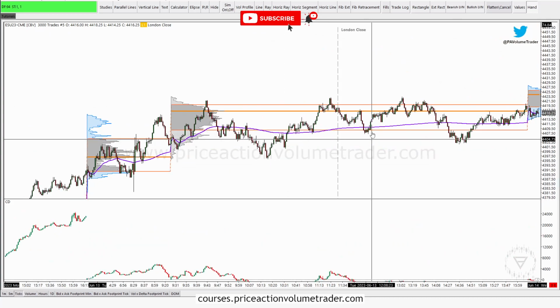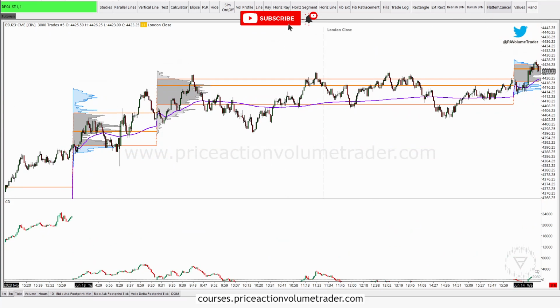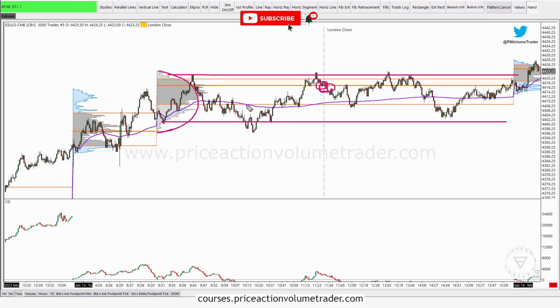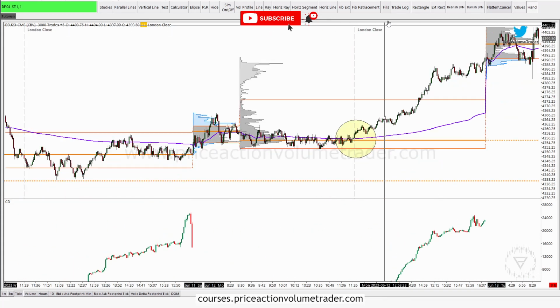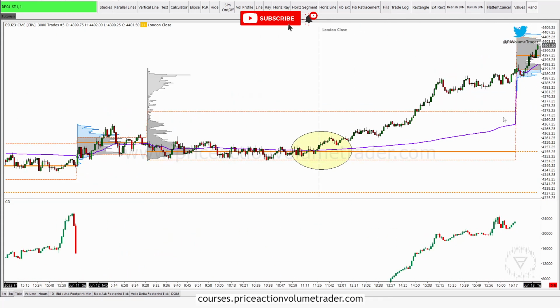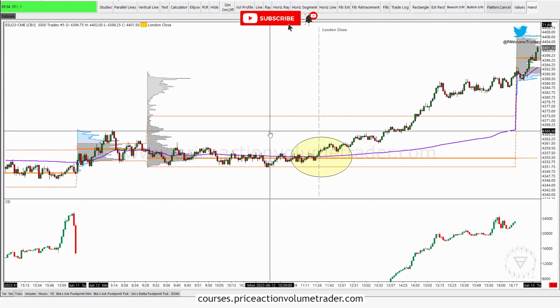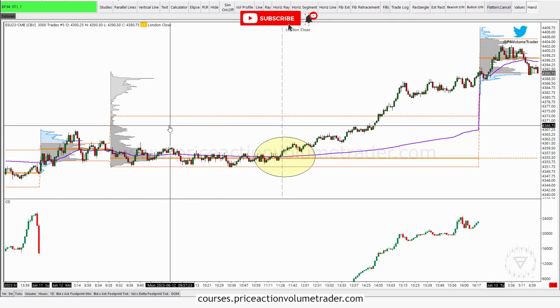If we keep going back, you can see this day was pretty much a balanced day, and we didn't really have any significant change here. It was pretty much a day of bouncing between a range, as most balanced days commonly are. If we keep going back, right here on this day, this was on a Monday.